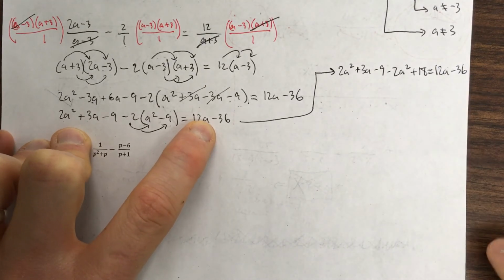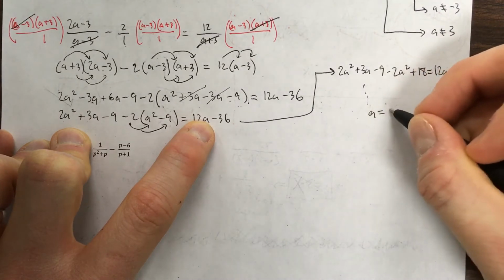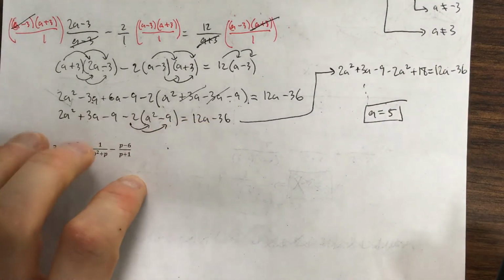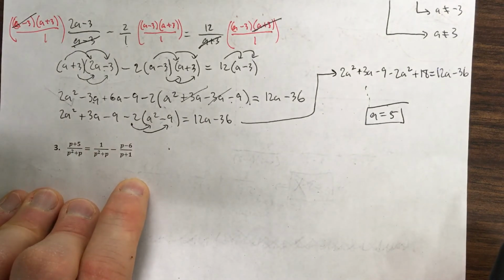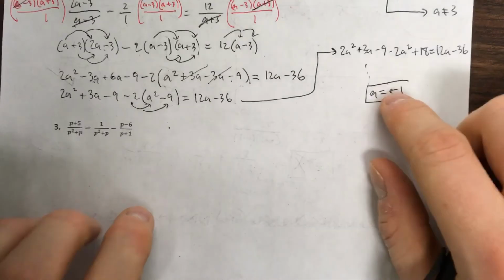Now we have an equation we can solve, and if you solve it, I'm going to let you do that on your own. You would get a equals 5. So I'm going to let you try that on your own.